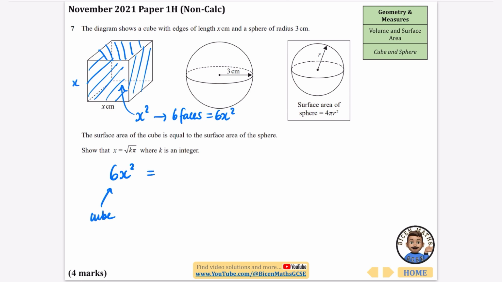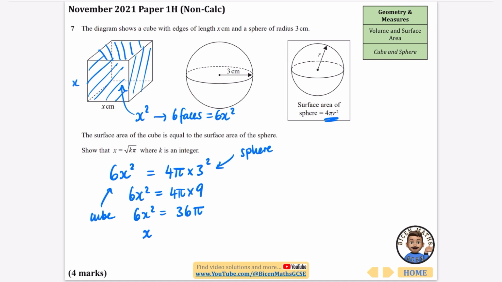And now we're going to find out what the surface area of the sphere is. Well, they tell us that it's 4 pi r squared. So it's going to be 4 multiplied by pi multiplied by this radius that we have here, which is 3, multiplied by 3 squared. And this thing is the surface area of the sphere. So what I'm going to do is keep solving this equation. I get 6x squared is equal to, well, that's 4 pi multiplied by 9. 6x squared is equal to 36 pi. And they've said show that x is equal to the square root of k pi. So I'm going to find out what x is equal to. I'm going to divide by 6 so that x squared is equal to 6 pi.